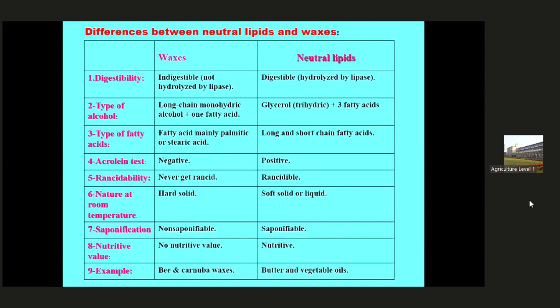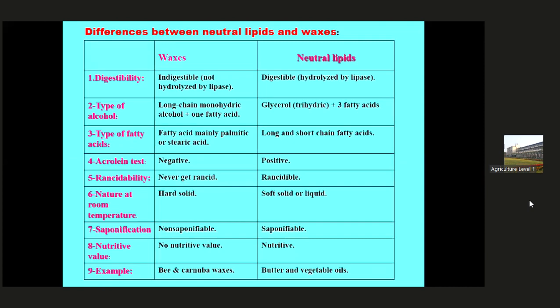It is indigestible. Types of alcohol: wax has a monohydric alcohol, but fats and oils have glycerol, which is trihydric. Types of fatty acid: in wax it is long chain, especially palmitic acid or more, but in neutral lipids you will get long and short chain fatty acids also. Density: wax has no density, but neutral fat has a density. At room temperature, wax is a very hard solid, but a lipid is a soft solid or liquid, and sometimes gaseous.